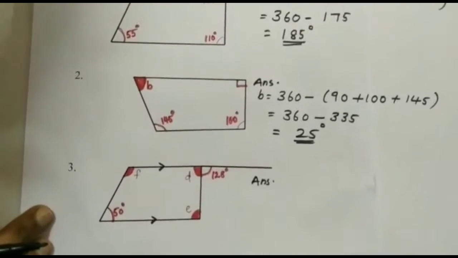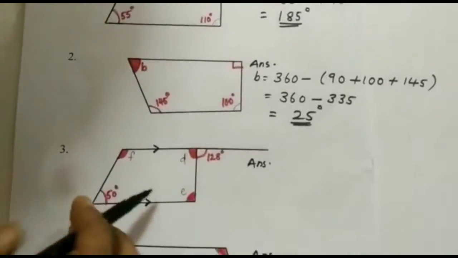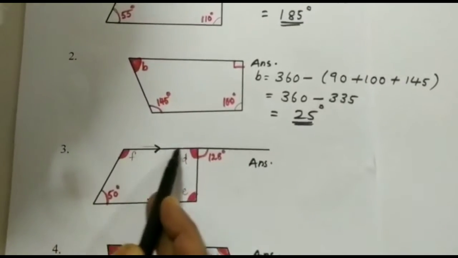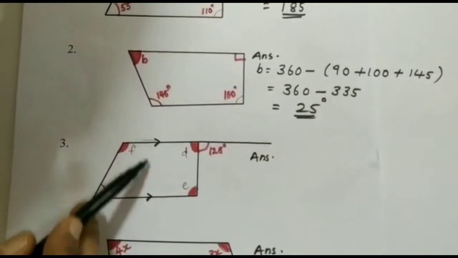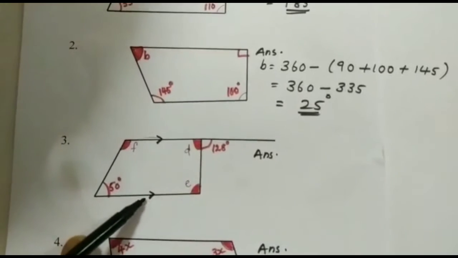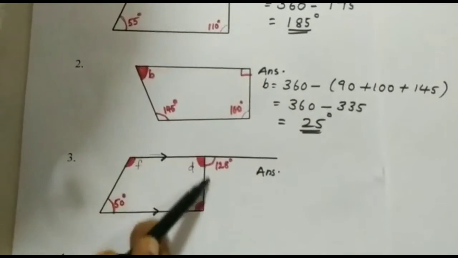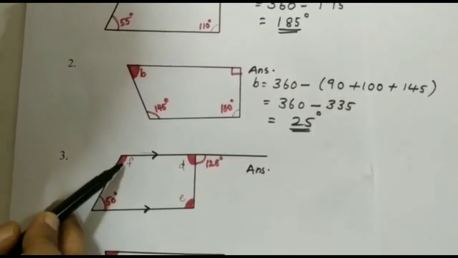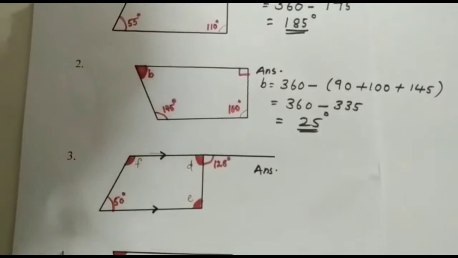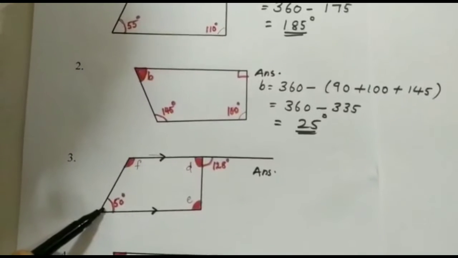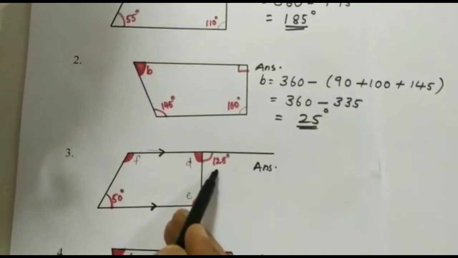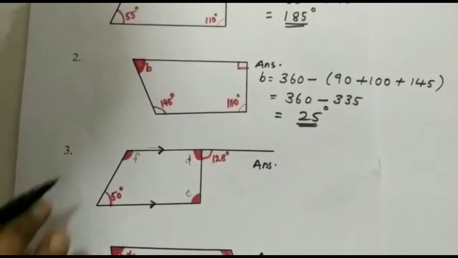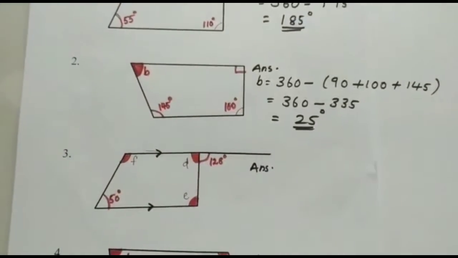Next question. See the question carefully. There is a quadrilateral and there is a straight line and two lines are parallel. These two lines are parallel, so it is a trapezium. The letters F, D and E are missing, and one angle that is given is F, 50, and another angle, the exterior angle, is given as 128. So you have to find the missing angles.